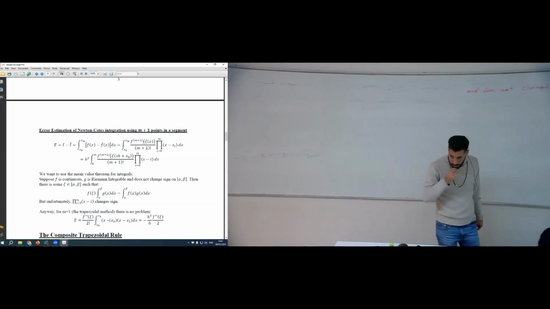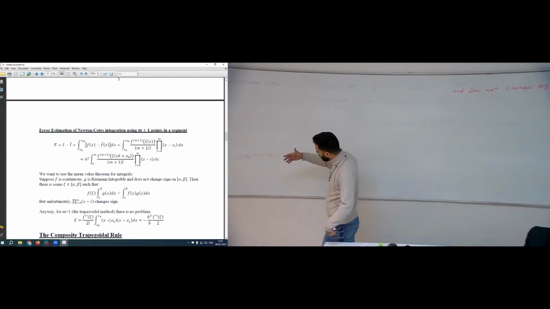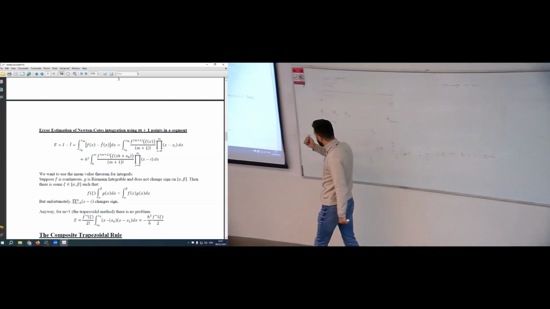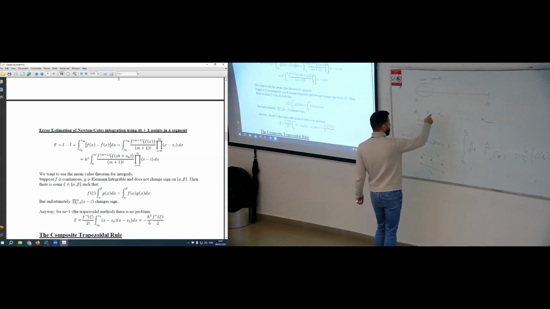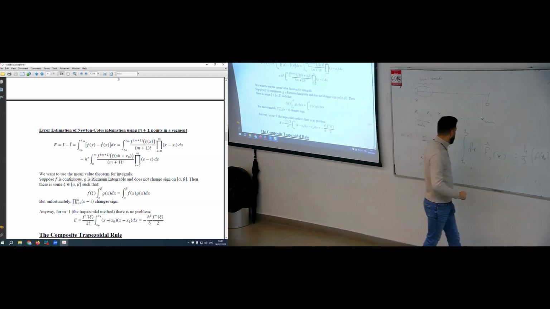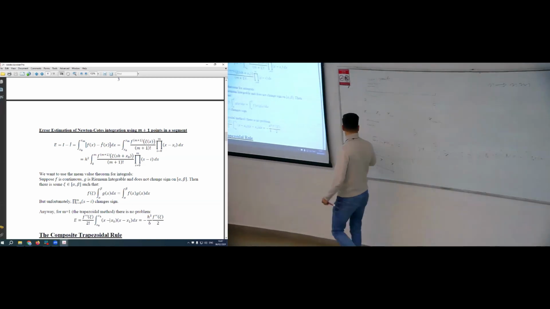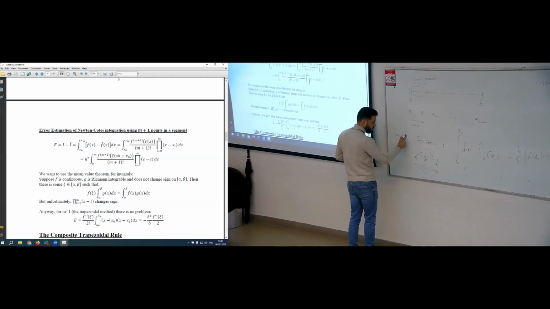But again, if I want to use this rule for m equals 2, for example, then for m equals 2, yes, I have a problem. M equals 2 means I use 3 points. Okay, so this is m equals 2, not 1. Yes.